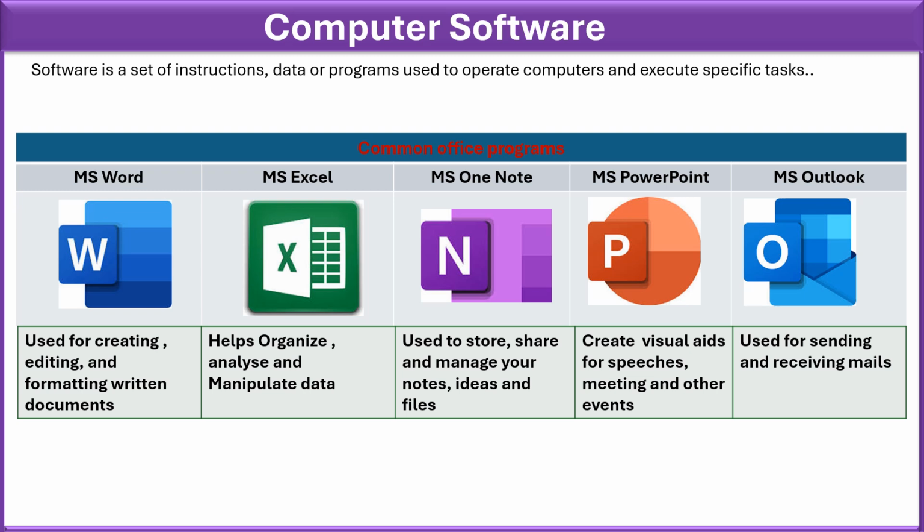For example, Word is used for creating, editing, and formatting written documents, whereas Excel is used to organize, analyze, and manipulate data. Microsoft OneNote is used to store, share, and manage notes, ideas, and files, whereas PowerPoint is used to create visual aids for speeches, meetings, and other events. And lastly, Microsoft Outlook is used for sending and receiving mail. So that is about computer software.